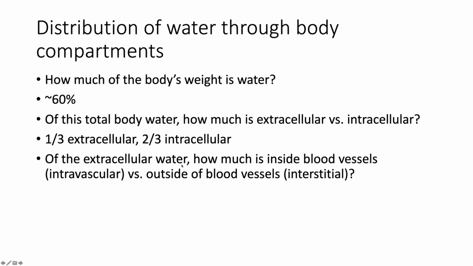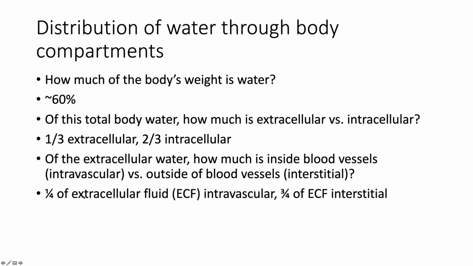Of the extracellular water, how much of it is inside blood vessels versus outside the blood vessels? Do you happen to know, of the one third of all the total body water, how much of it is going to be intravascular, inside the blood, versus extravascular, meaning in the interstitium? The interstitial is 2/3 of the ECF, and the plasma will be 1/3 of the ECF. Almost. It's about 1/4 to 3/4. So 1/4 of your extracellular fluid is plasma, and about 3/4 is interstitial fluid.